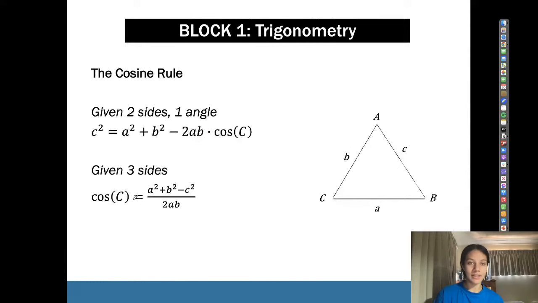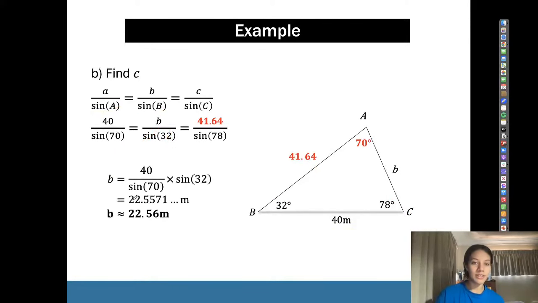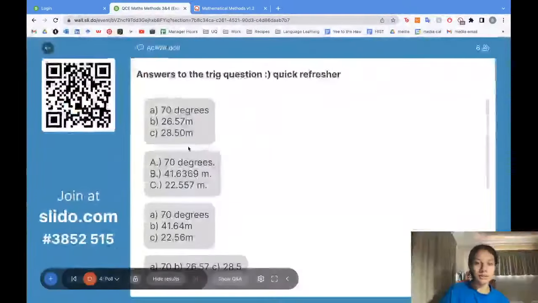And then to find B, we're going to do essentially the exact same thing. B, there we go. So we can go 40 over sine 70 again, and now we're going to disregard this part of the question, and we just rearrange to solve for B, based on what we have left, and we get 22.56 meters. So I think everyone got those.